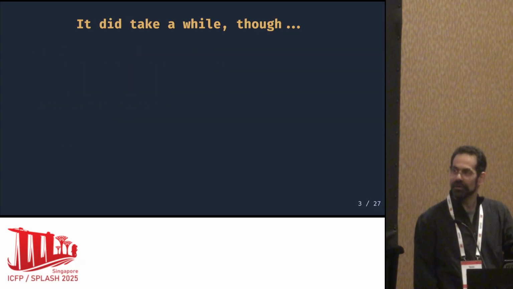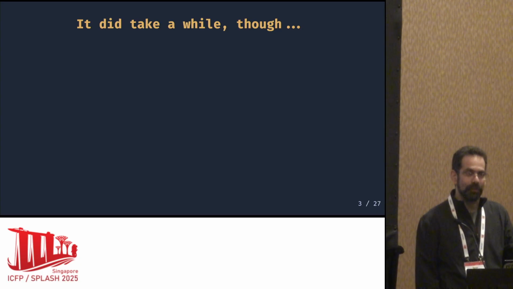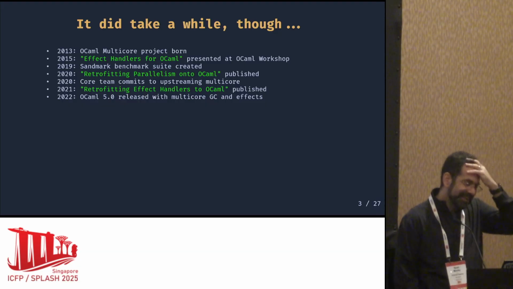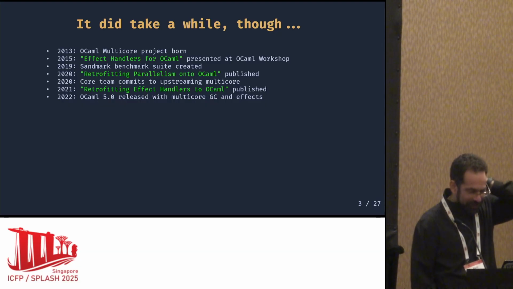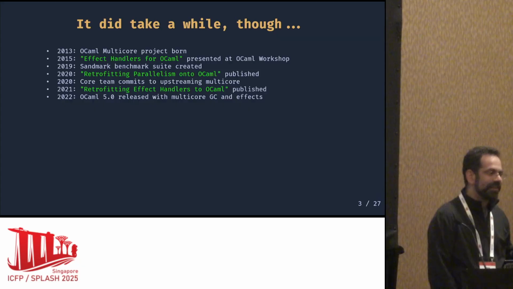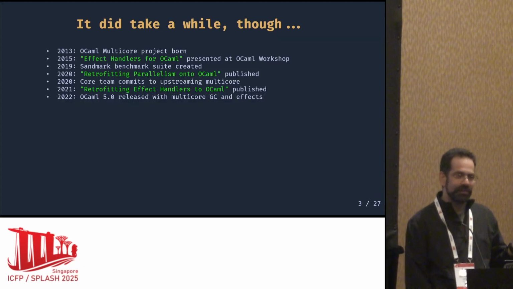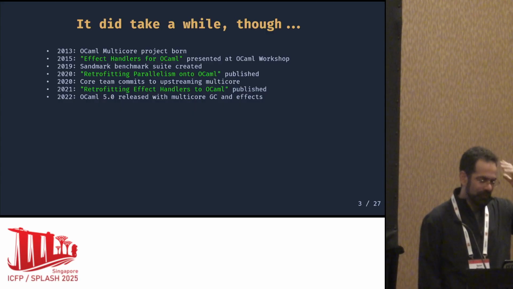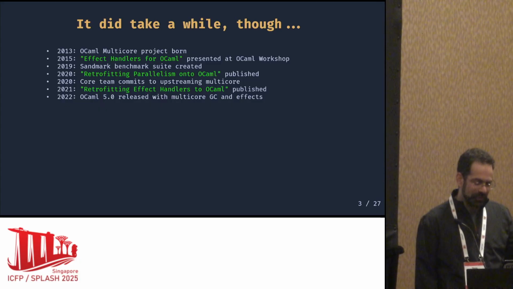So it did, though, take a while. So yeah, 2013, the project was born. There's a number of papers marked in green that were written. This is not an accidental feature. If you would like to get your fancy new feature accepted into OCaml, you might want to write some papers. So 2015, there was a paper at the OCaml workshop about effect handlers. There's the Retrofitting Parallelism onto OCaml one that I mentioned before, and then another one, Retrofitting Effect Handlers onto OCaml, published in 2021.